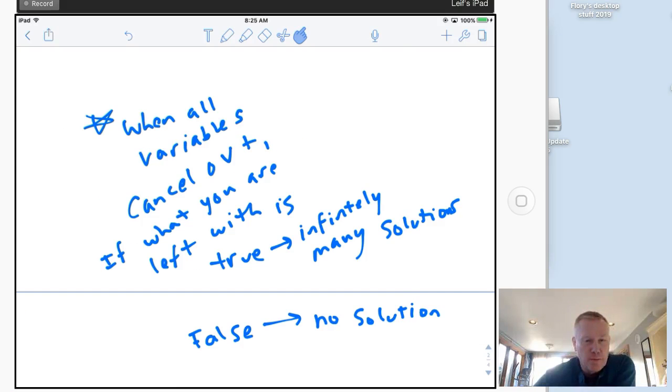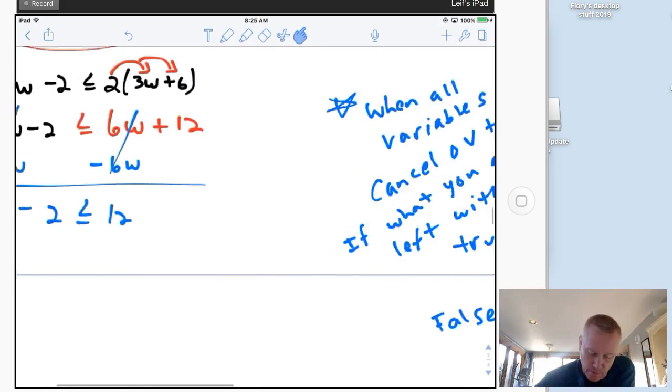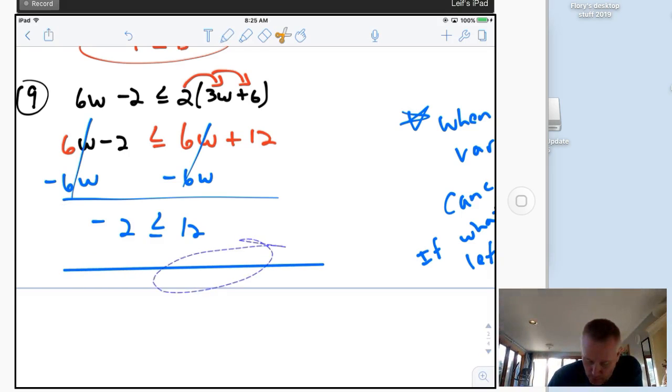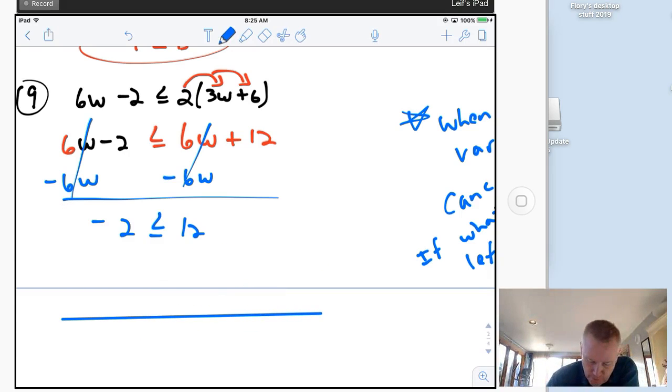All right, so when all your variables cancel out, if what you're left with is true, then you get infinitely many solutions, and if it's false, you get no solution, okay? So this one over here, the question is: is negative 2 less than 12? Well, if you look at it from a number line point of view, where is negative 2 compared to 12?